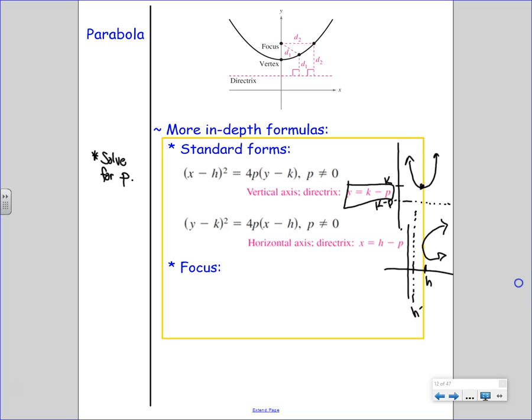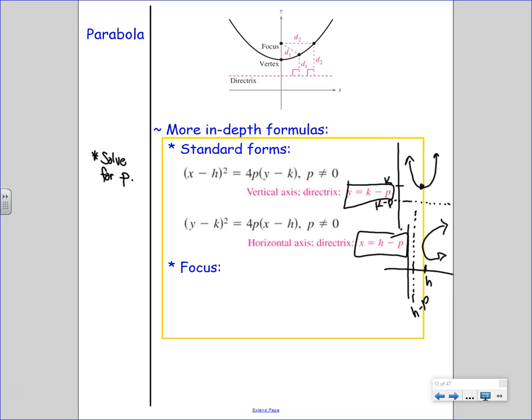So I'm going to do h minus p, which is why you see this as the formula. I'm going to take the h and subtract the p. And if you think about it, if it was facing the other direction, my coefficient is now a negative p. And so h minus p would actually add it, and it would be to the right. So visually, my directrix always needs to be outside the curvature.